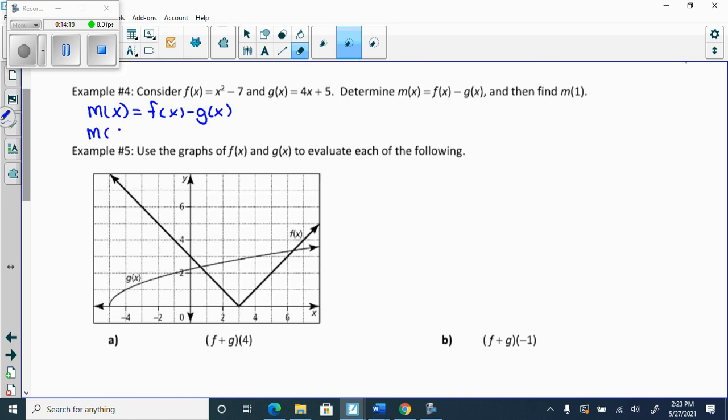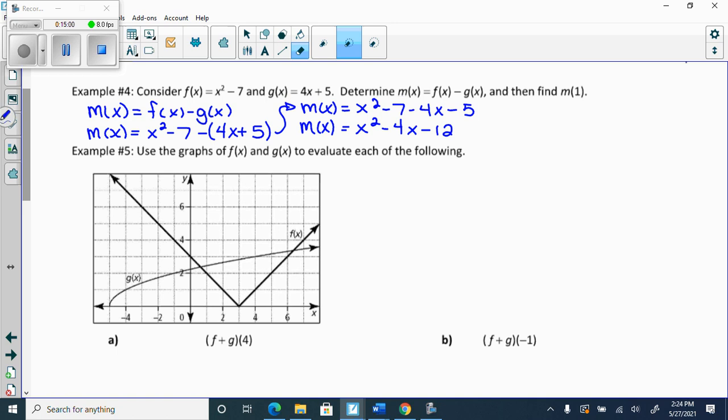So m of x equals x squared minus 7 minus 4x plus 5. Now remember, we're minusing the whole 4x and the 5, right? So you either have to do it in one step, or you have to put it in brackets and remember to subtract the whole thing, right? Not just the 4. So we're going to get m of x equals x squared minus 7 minus 4x minus 5, and then we collect like terms. So m of x equals x squared minus 4x minus 12. Broke down into m minus 6 and m plus 2, it's still fine, but you don't need to do that.